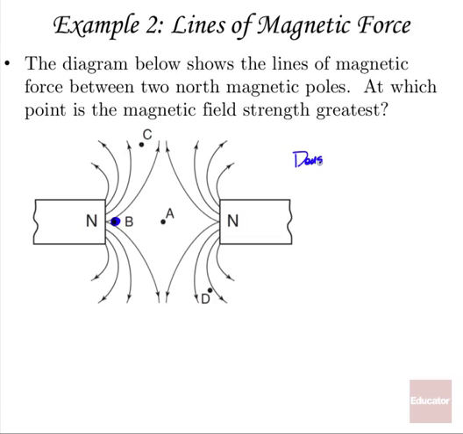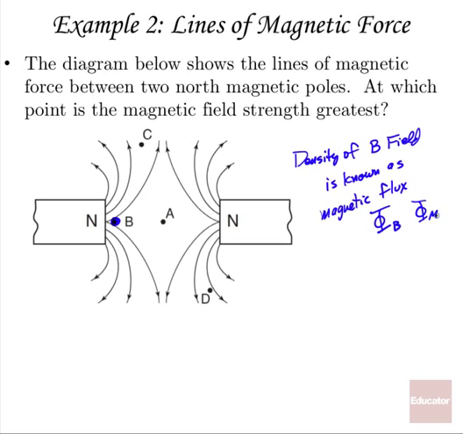The density of the magnetic field, or B field, is known as magnetic flux. And it gets the symbol, a capital Phi, magnetic flux. Sometimes you'll see that written as Phi B to show that it's magnetic, or even Phi M for magnetic.